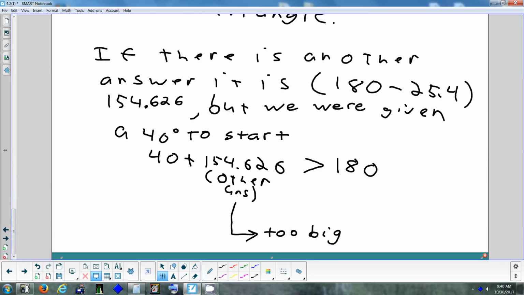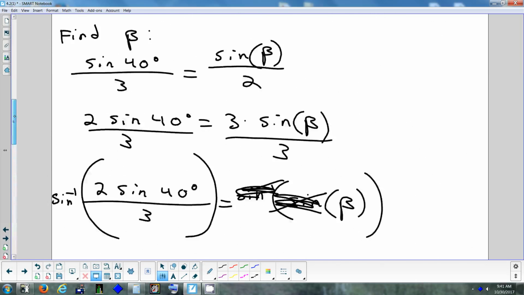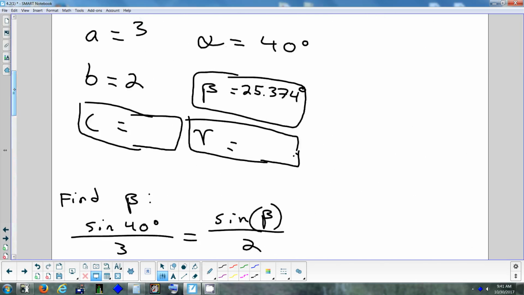Okay, any questions on why the 154 doesn't work? Okay, so now because it doesn't work, we're just going to do this like a normal problem. Now that I know beta, what will that help me to find that I couldn't find when I was starting the problem?